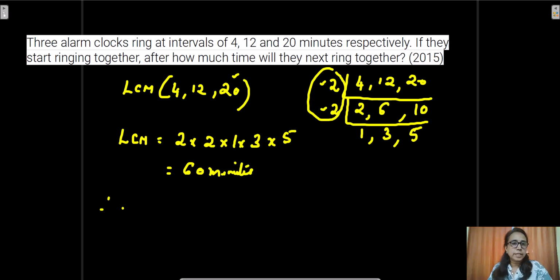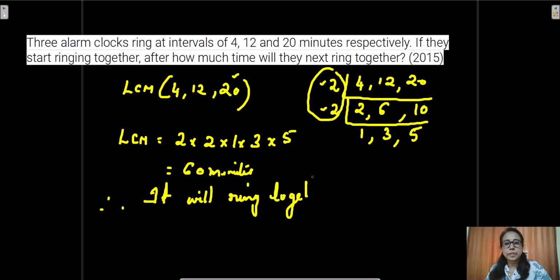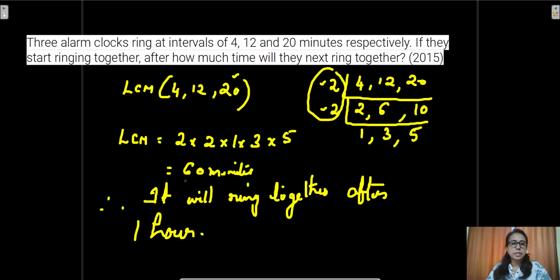So we can write, the clock will ring together after 1 hour. Do you understand? After 1 hour, because 60 minutes is the same as 1 hour. So after 1 hour it will ring together.